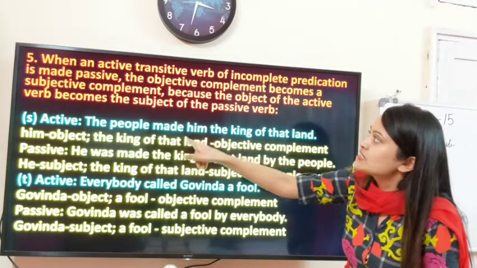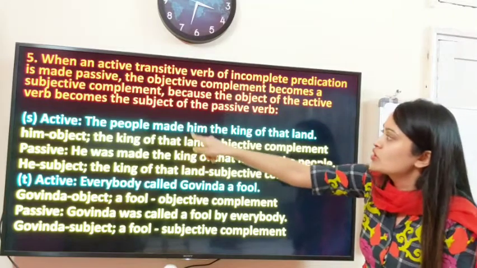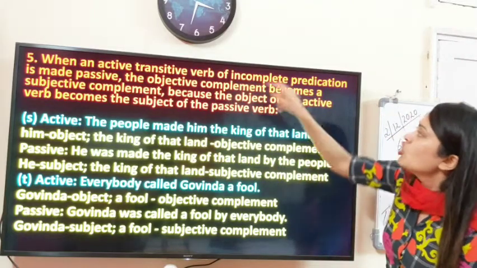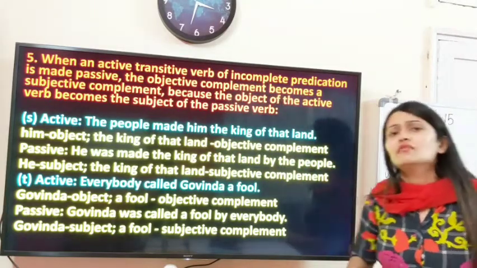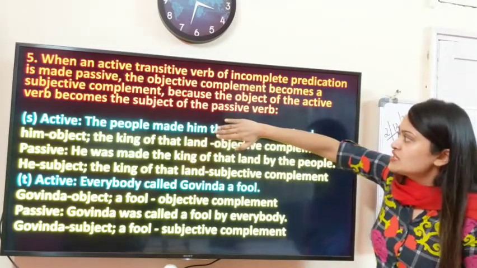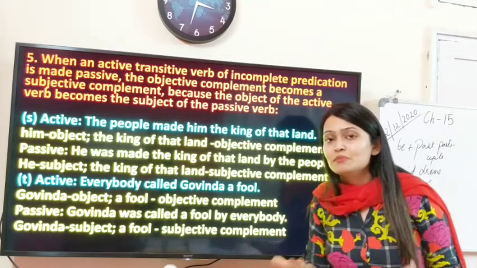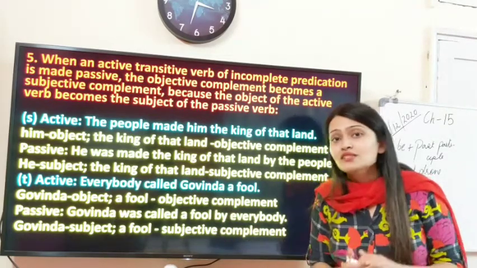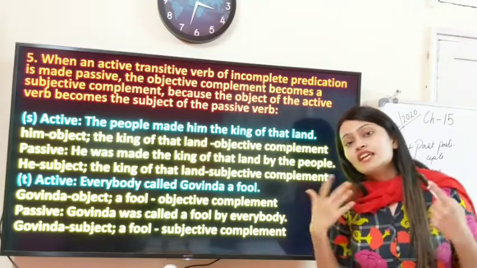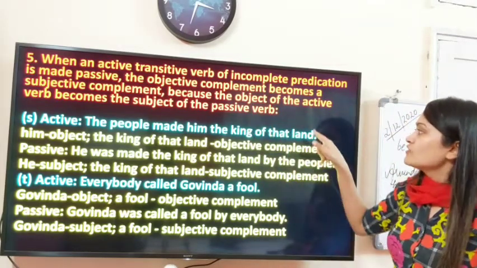So children, this is an active transitive verb, where the action is being passed to an object and it has an object. Of incomplete predication. Why incomplete predication, children? Because the object ends over here. So if this is the sentence, the people made him. Does that make sense? The people made him. That doesn't make sense. It does not stand on its own. It requires more words. So, the king of that land.